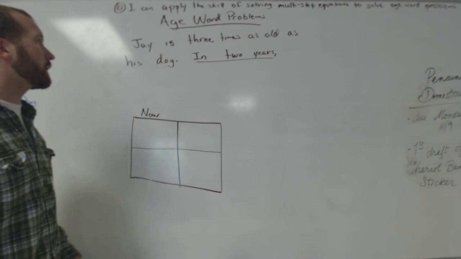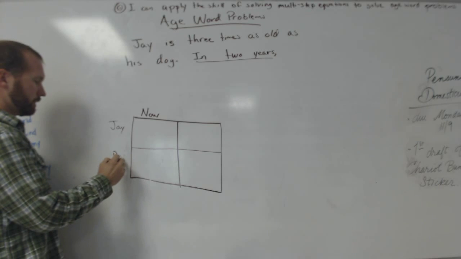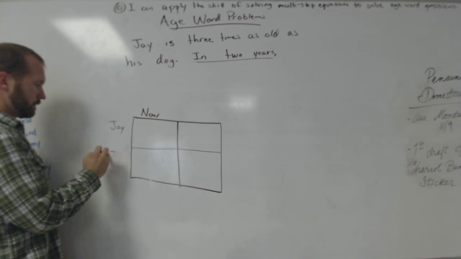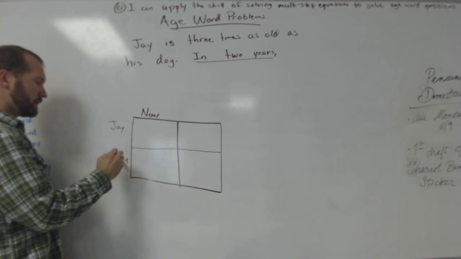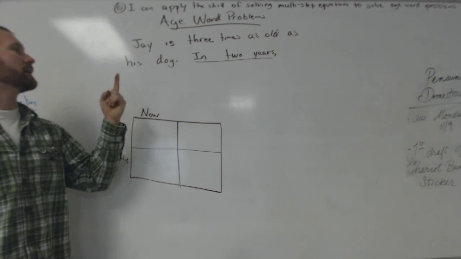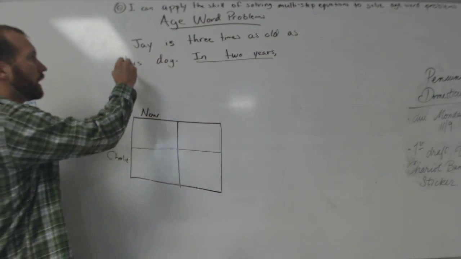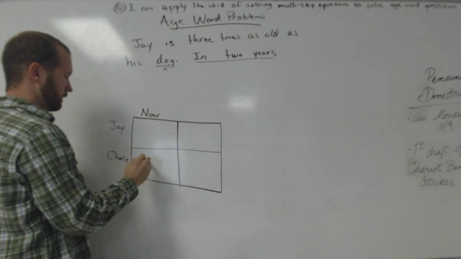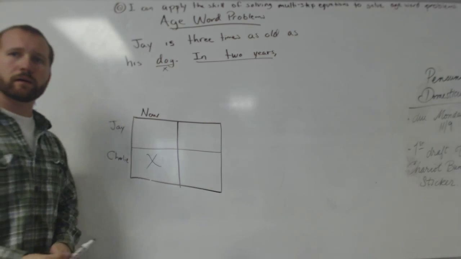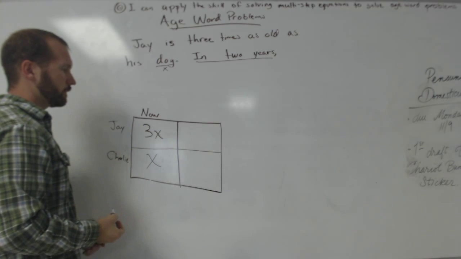So let's fill out our table. Here's J. Here's his dog. Can we call his dog Charlie? Sure. We'll name his dog Charlie. J is 3 times as old as his dog. Which one is going to be x? The dog. Charlie is x. What is J going to be? 3x. Very good.